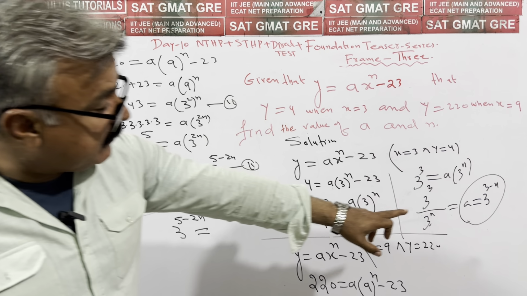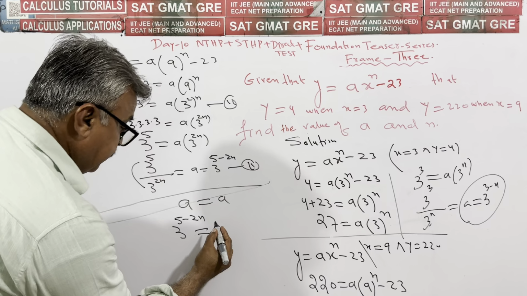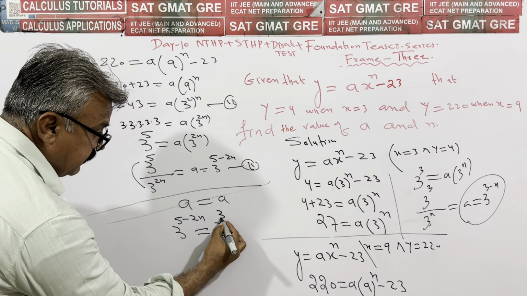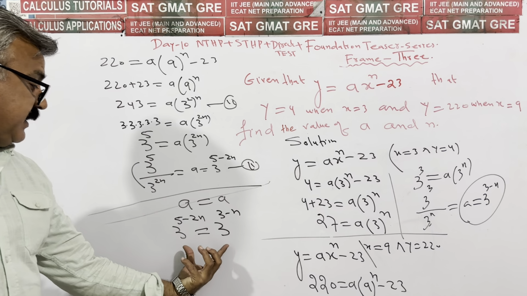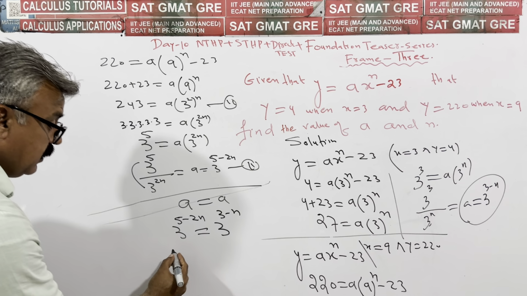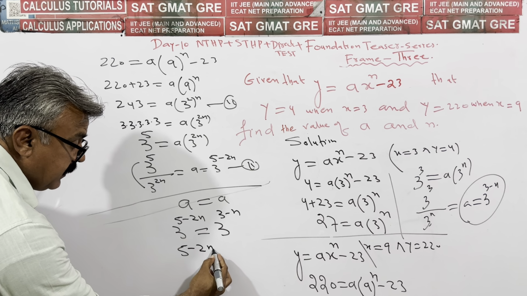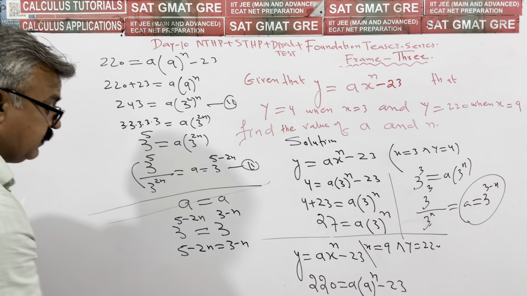From this one, we have given a is equal to 3 raised to 3 minus n. As bases are equal, their powers are equal. So 5 minus 2n is equal to 3 minus n. Solve for n.